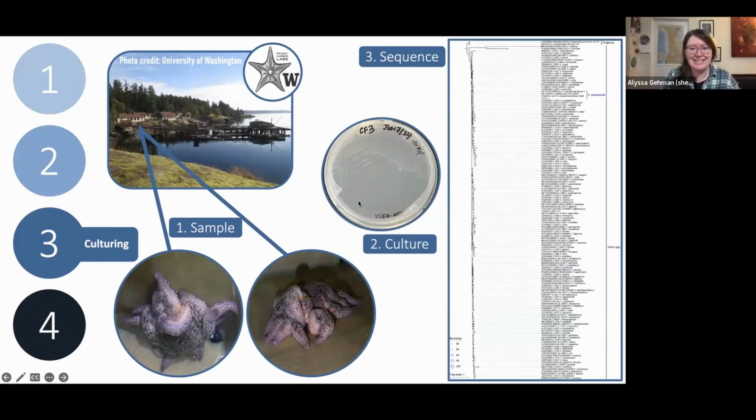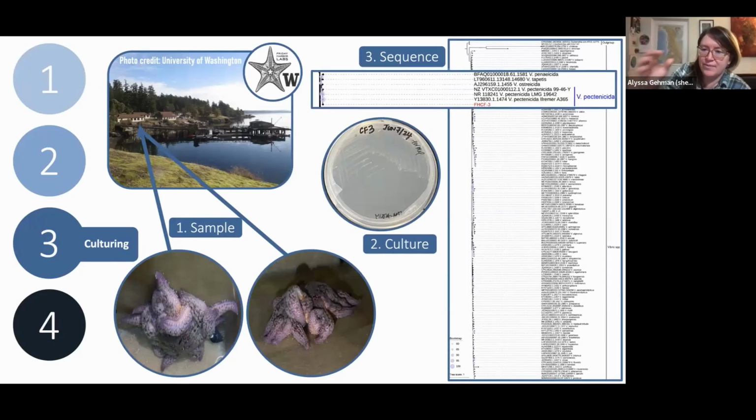So this plate is what a Vibrio pectenicida, VPEC, looks like if it's growing on a plate. This was done by Amy Chan at the University of British Columbia. And you don't need to be able to read this big long sequencing line. If we zoom in, basically we did the genetics. We cultured this thing that we got from these sea stars that were wasting at Friday Harbor. And lo and behold, what we cultured was VPEC.